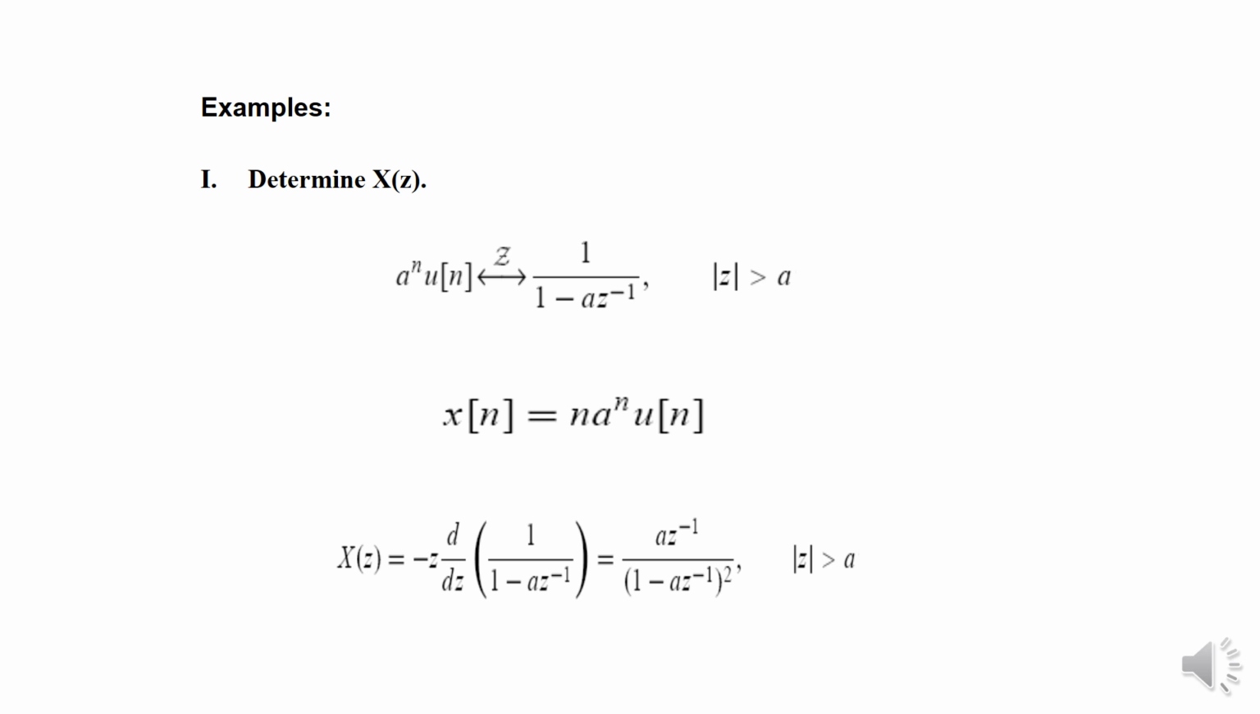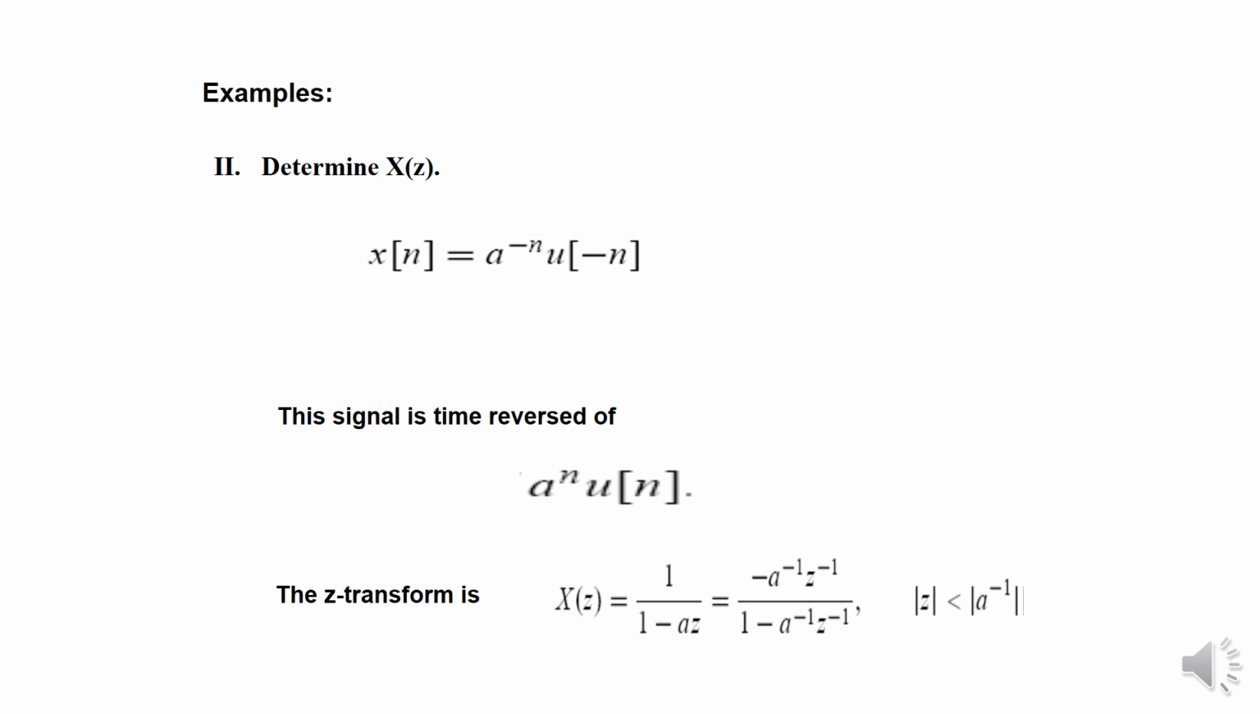So take a look at the differentiation property again, and you will understand this one clearly. What you are given here is the z transform of a^n u[n], and you are asked to find the z transform of n a^n u[n]. That means a^n u[n] is multiplied by n. When it is multiplied by n, the z domain changes as minus z times the derivative of X(z). So that is what we have applied.